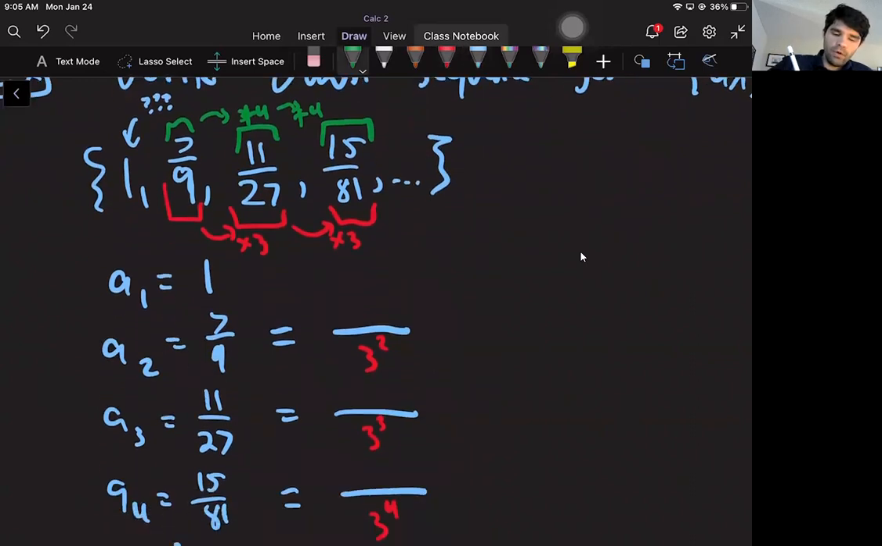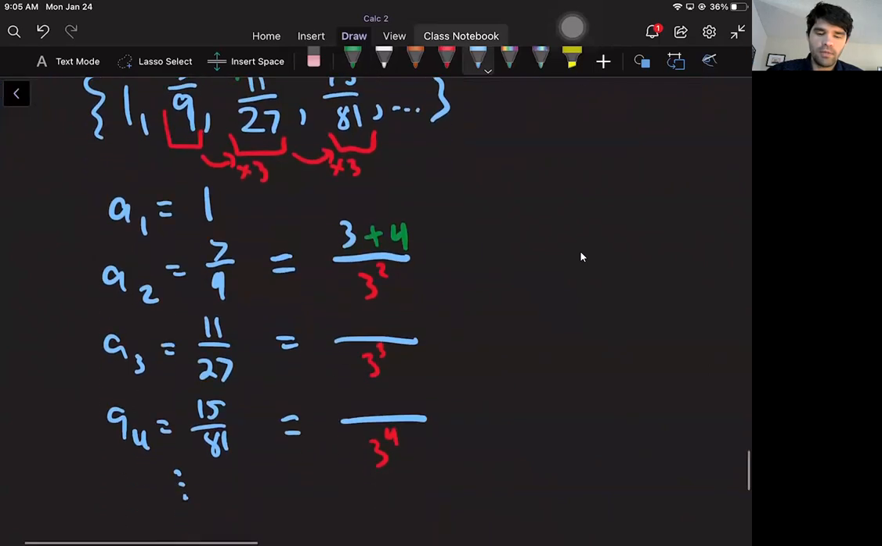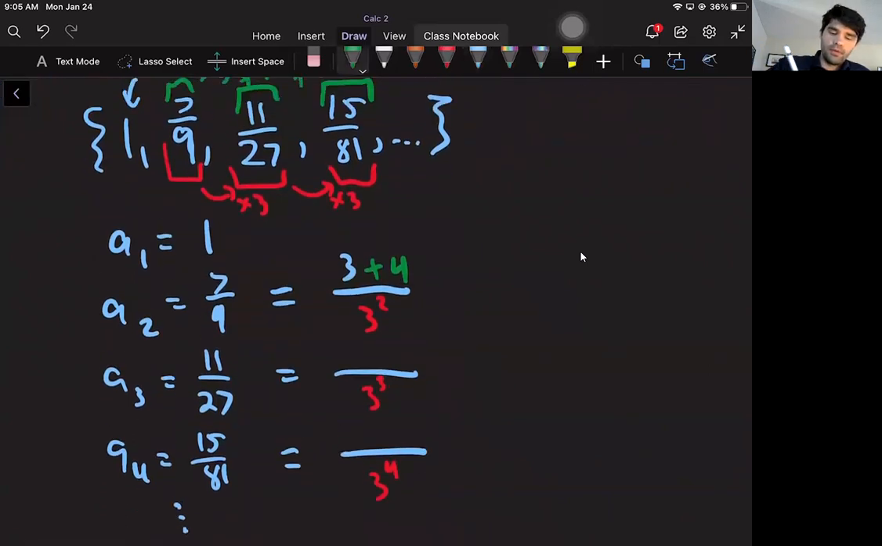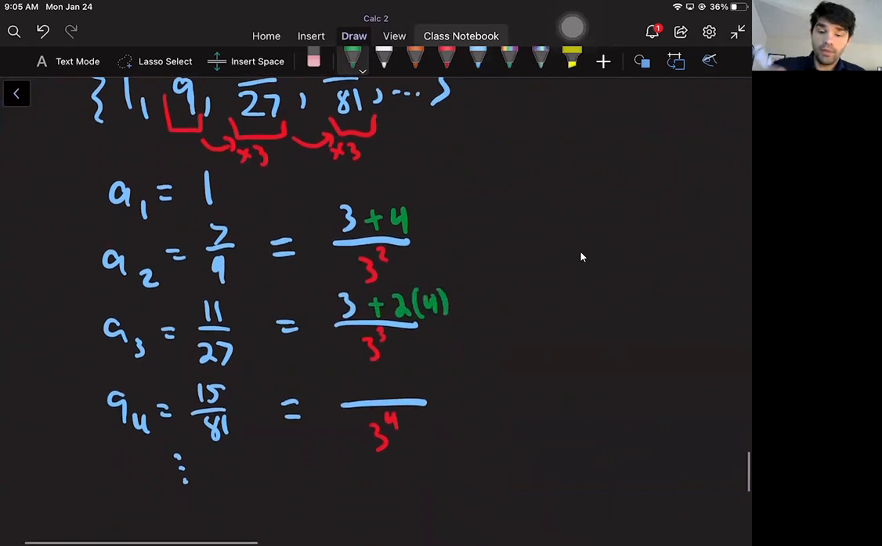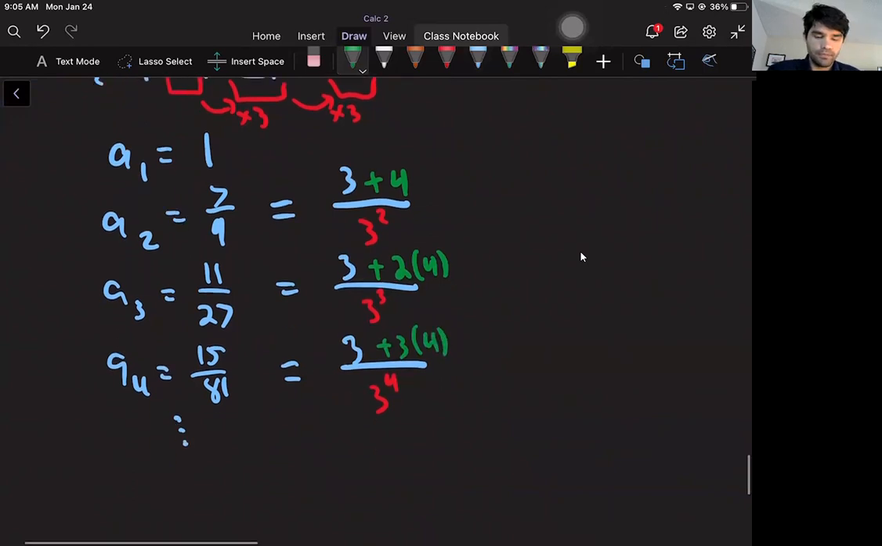So what are we starting from this time? Well, we're still starting from 3 plus 4, which is giving us 7. 3 plus 2 4s, because we're just adding another 4, is getting us to 11. And then 3 plus 3 4s is getting us to 15.